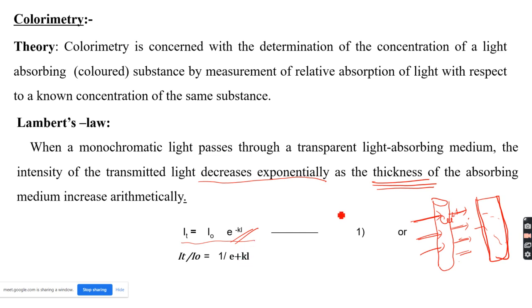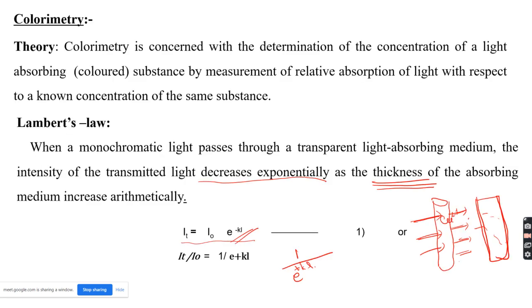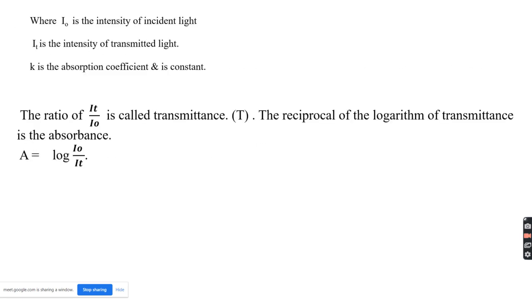Mathematically, we write It is equal to I naught e to the power minus KL, or we can write It by I naught is equal to 1 by e to the power KL. What is this? It is the intensity of the transmitted light, I naught is the intensity of the incident light, K is the absorption coefficient and L is the thickness.